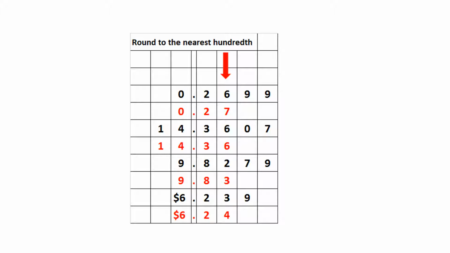Our next number, 9.8279. The number next to the 2 is a 7. That 7 makes the 2 go to a 3, so it's 9.83. We have a money problem. We have $6.239. The 9 makes the 3 go to a 4, so we have $6.24.